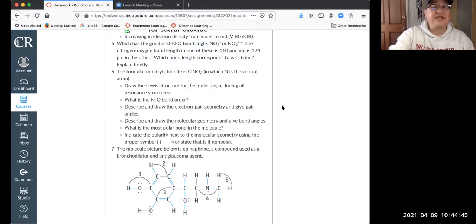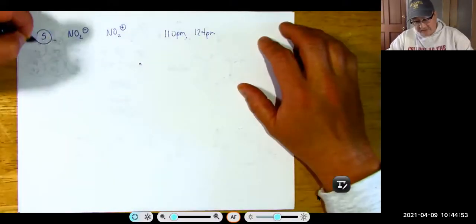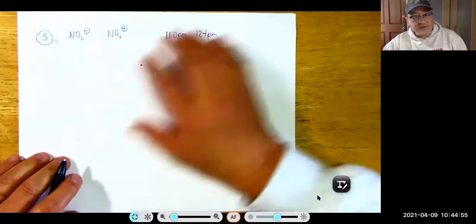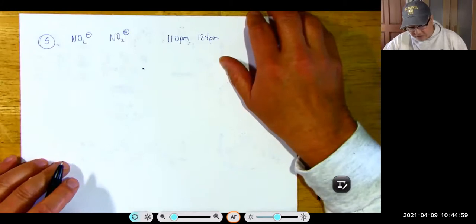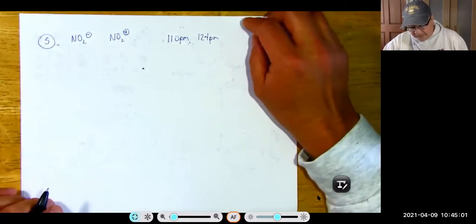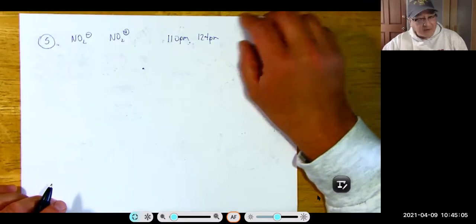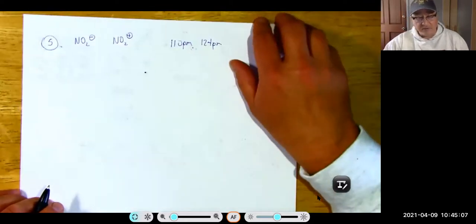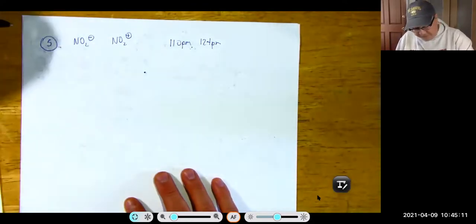So I'm going to do my change share. And let's take a look at how we would answer this. This is number 5. So to figure out the bond lengths relative to one another, we want the Lewis structures. And we also need to decide which has the bigger angle or which one has the smaller angle, which means we need a 3-dimensional drawing or molecular geometry.